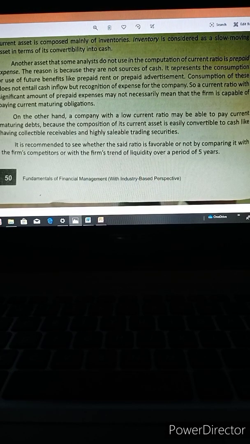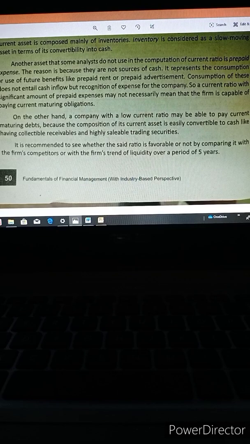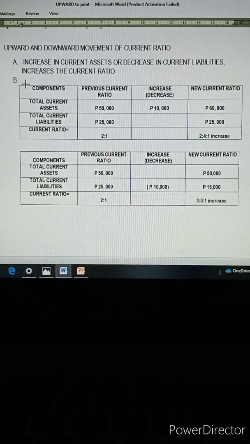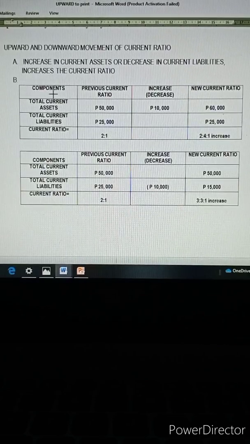Another asset that some analysts do not use in the computation of the current ratio is prepaid expense. The reason is that it is not a source of cash. It represents the consumption or use of future benefits like prepaid rent or prepaid advertisement. Consumption of this does not entail cash inflow but recognition of expense for the company. So a current ratio with a significant amount of prepaid expenses may not necessarily mean that the firm is capable of paying current maturing obligations.